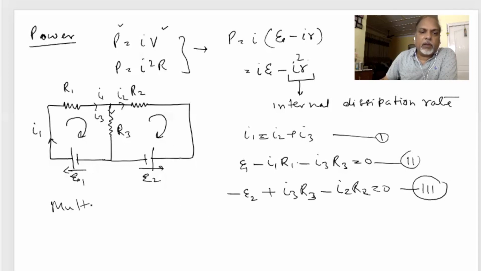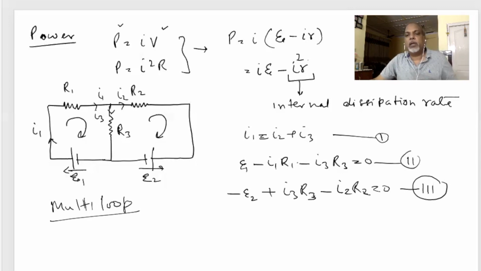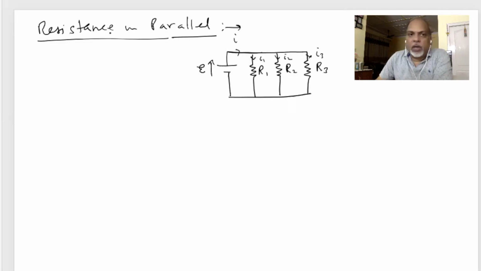the formulas. This is a problem of multi-loop. There are three unknowns, I1, I2, I3. There are three equations, so you can find out. Now let us see what happens when the resistances are connected in parallel. Here in the figure, R1, R2, R3, they are connected in parallel.